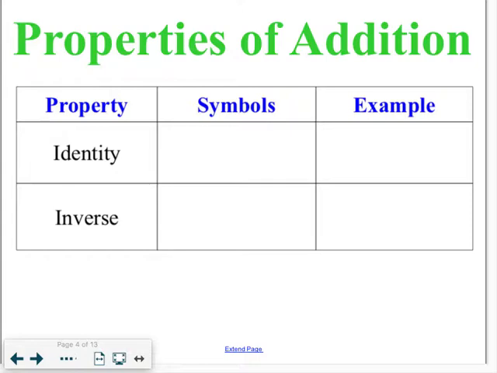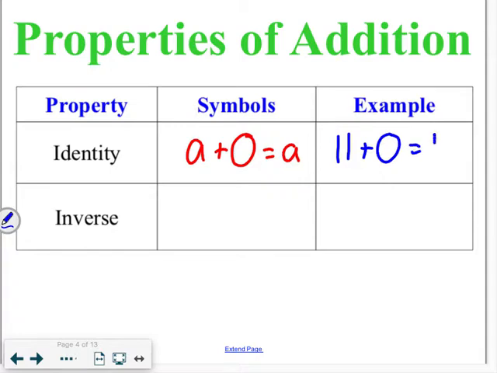Next properties we have to talk about are properties of addition. Again, this is not going to be new information to you. We're just giving names to these ideas. The identity property is saying that if you take a number and add 0 to it, you're going to get the number back to itself. So that's why we call it the identity, because nothing about the number is changing. For example, 11 plus 0 still equals 11.